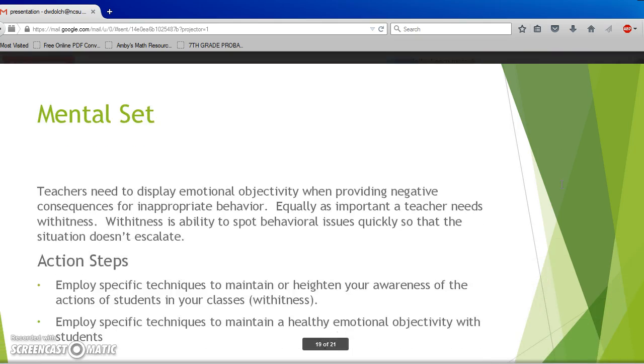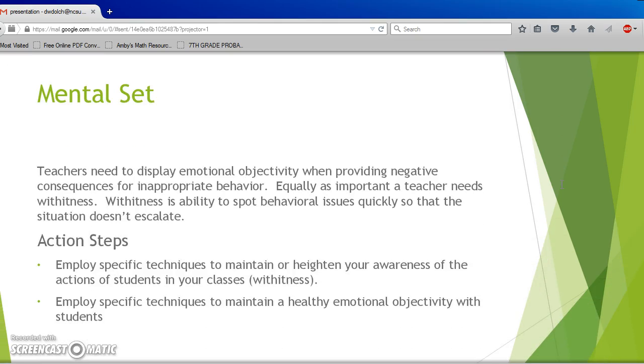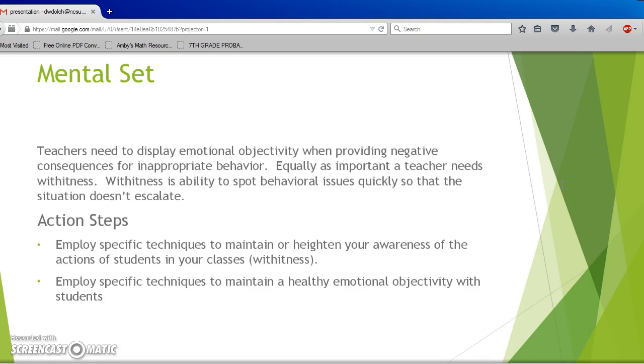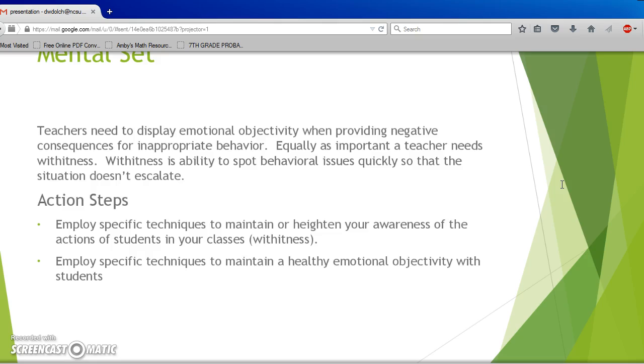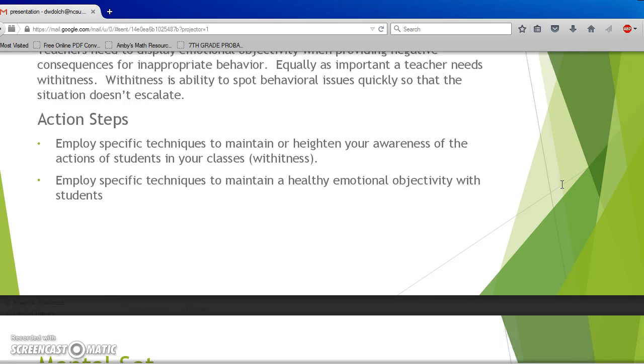Mental set is the last aspect of classroom management. Teachers need to display emotional objectivity when providing negative consequences for inappropriate behavior. Equally as important, a teacher needs withitness. Withitness is the ability to spot behavioral issues quickly so that the situation doesn't escalate. So the two action steps are withitness and emotional objectivity.